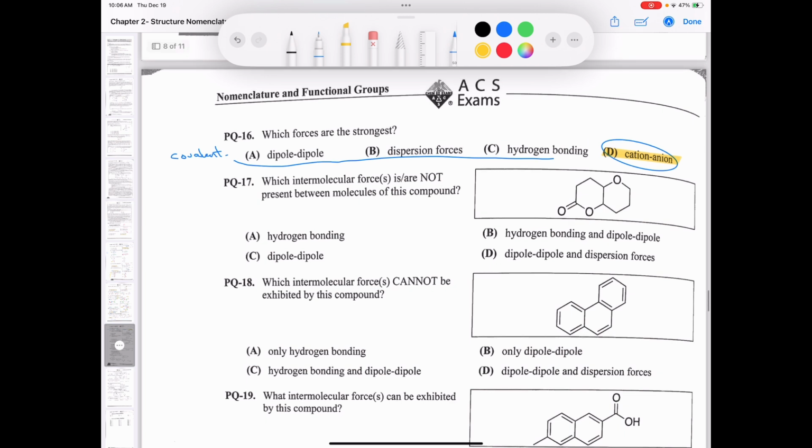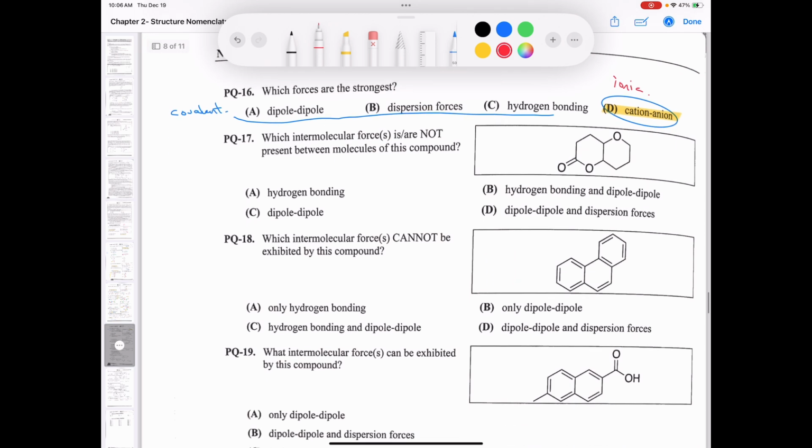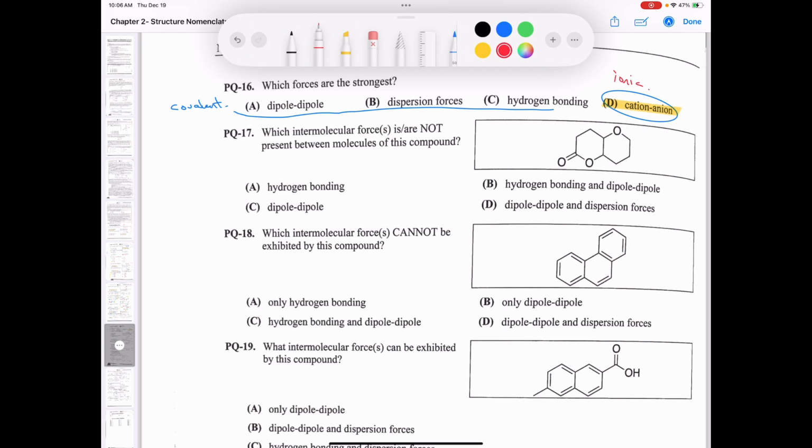All right, so if you want to write that down, we'll put in here ionic, okay? And the interaction between a cation and an anion is always going to be stronger than those other intermolecular forces between two covalent compounds.